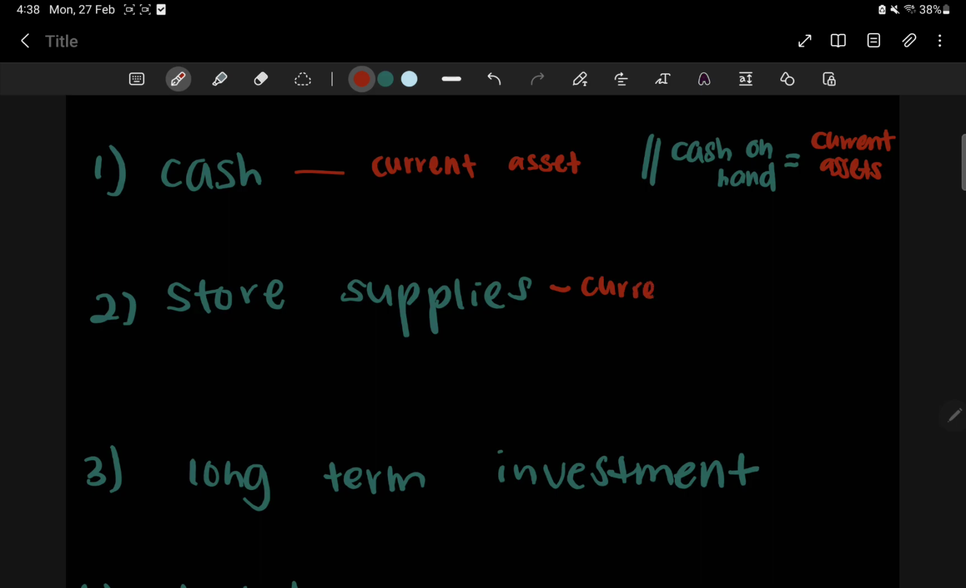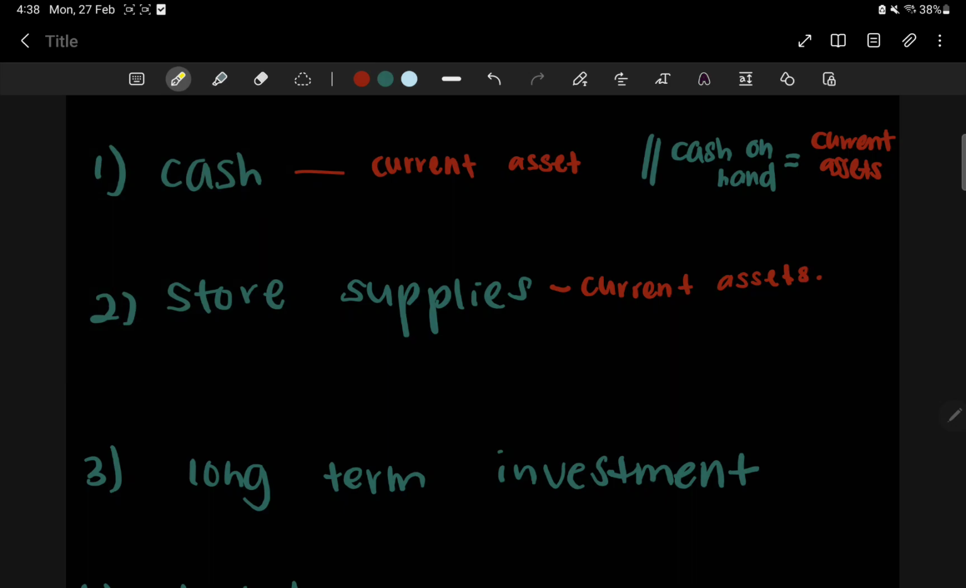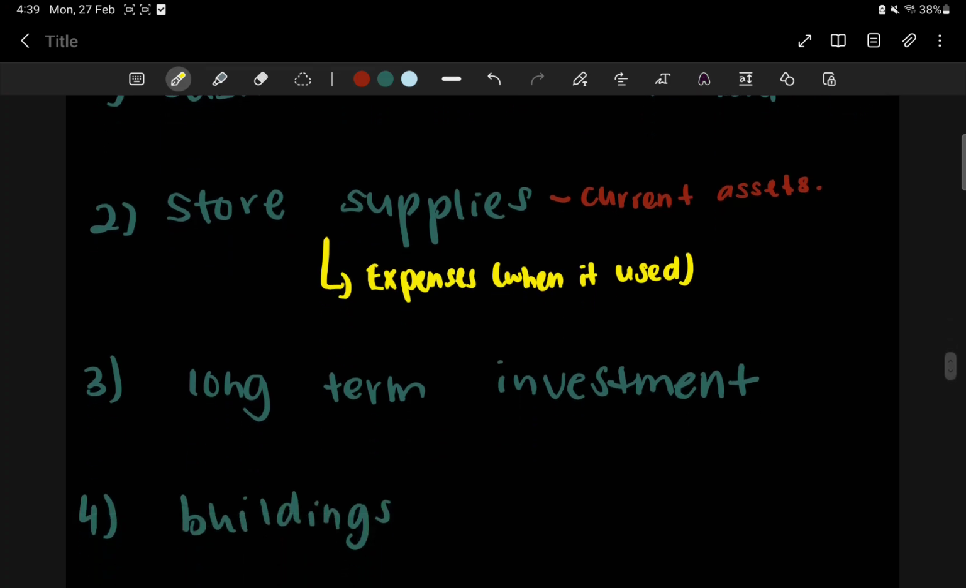Okay, considered as a current asset. But remember, if the store supplies has been used, once it has been used, it is considered as expenses. When it is used, we consider it as expenses. But it is a current asset when they are not used. That's why we say it is a current asset.